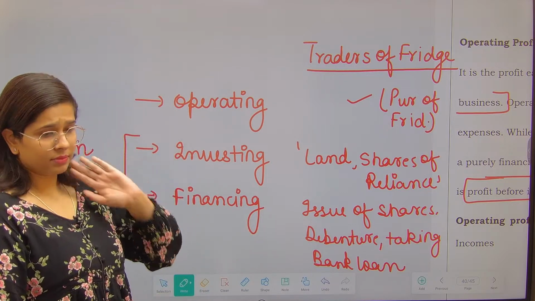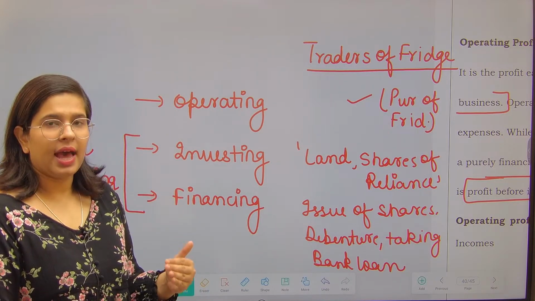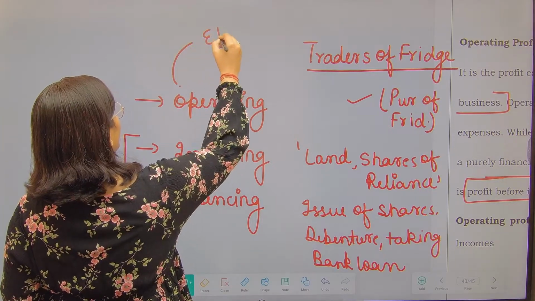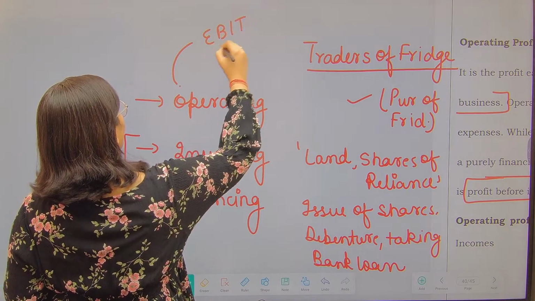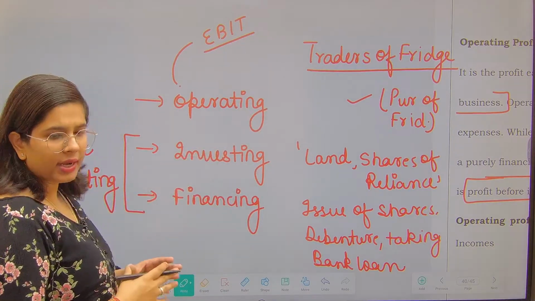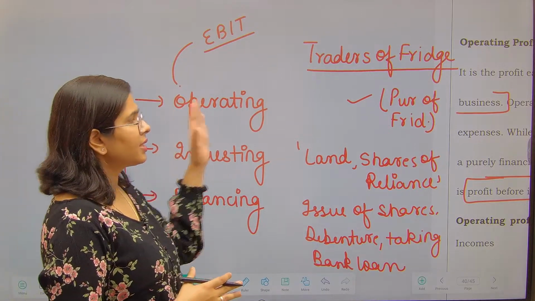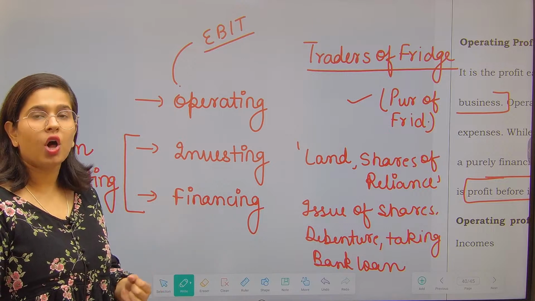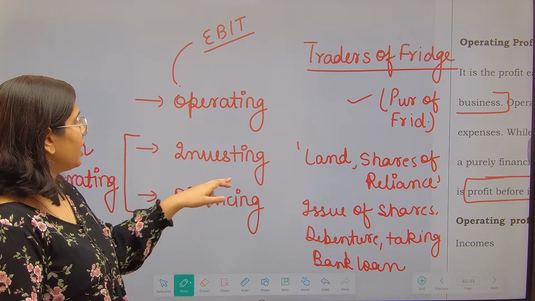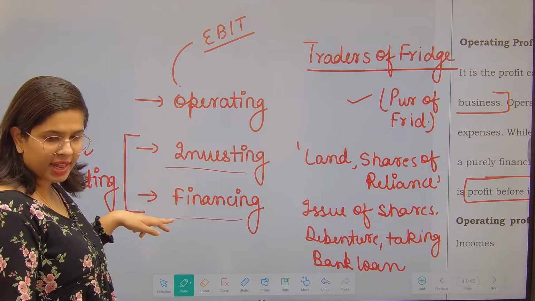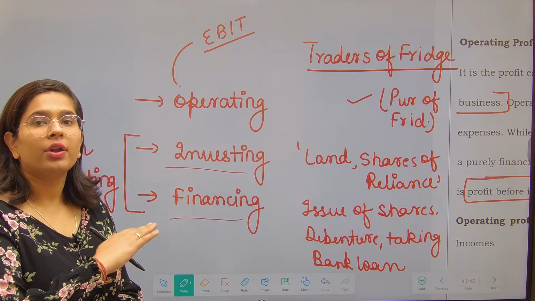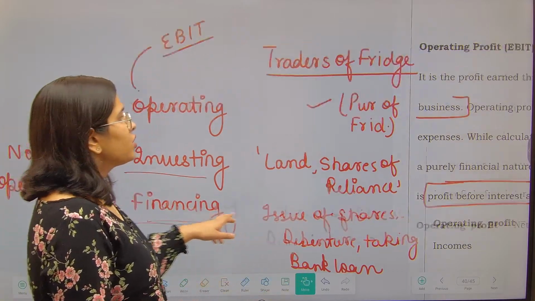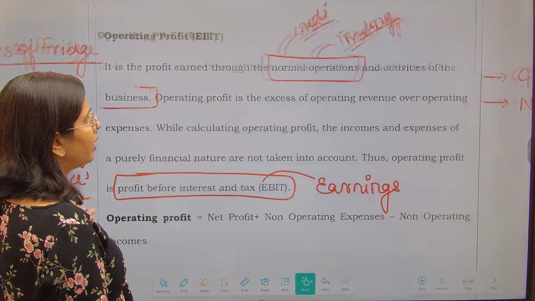ठीक है? So whenever I say find out operating profit or EBIT, earnings before interest and taxes, what I am trying to do is exclude non-operating incomes and expenses. That means all such expenses and incomes which relate to investing activity and financing activity, I want to remove them from the calculation. ठीक है? So this is what we'll be talking about over here.